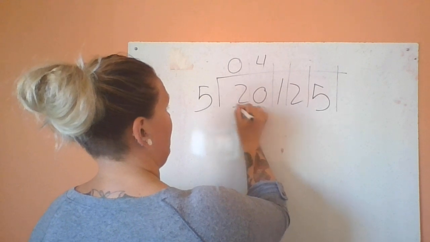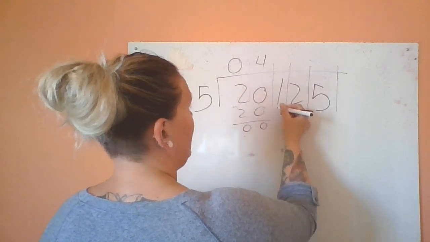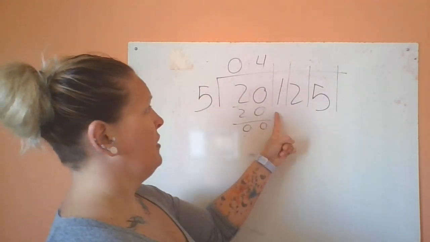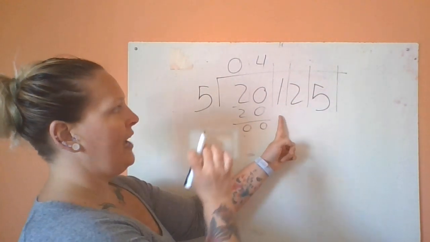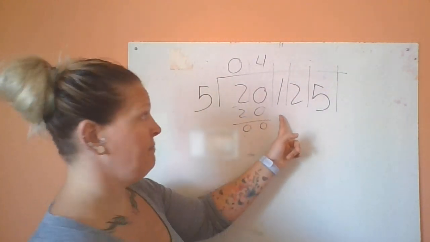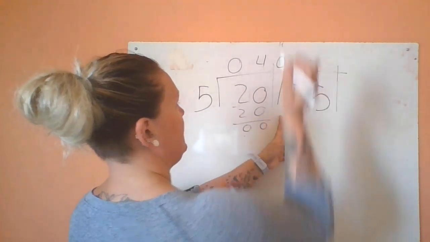So 20 minus 20 is 0. Next, I move over to my hundreds spot. I know that 5 cannot go into 1, so I'm going to put a 0.